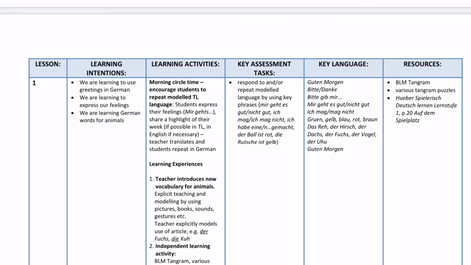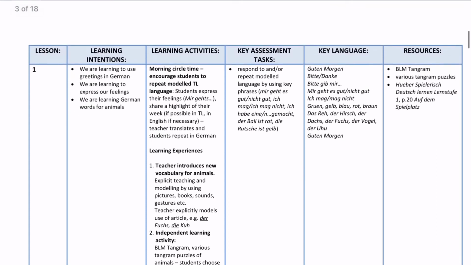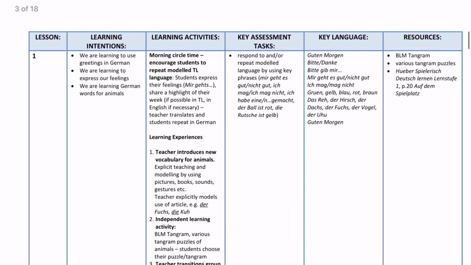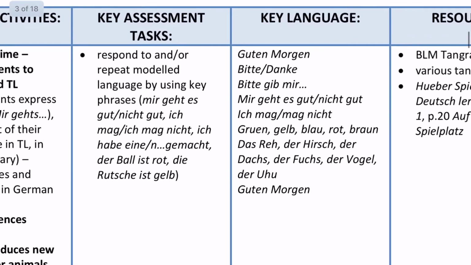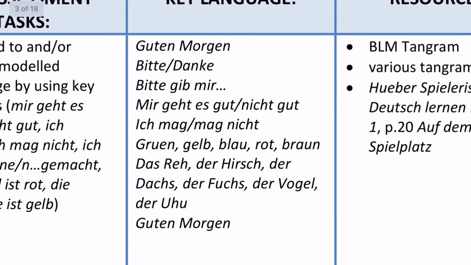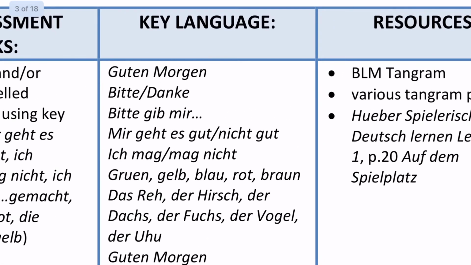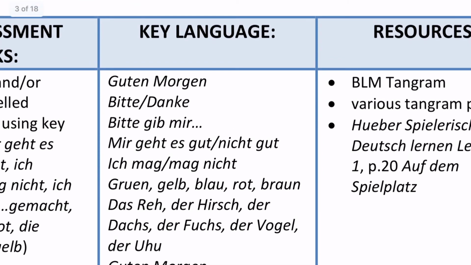Learning activities clearly show how the activity is going to be run for the lesson. It states the routine you have planned for the day and the concepts students will engage with in each activity. You also have a column for key assessment tasks where you'll be able to describe how the assessment is going to be conducted. The key language column will have the new words and phrases for this lesson. The resources will have all the resources that you need for this lesson as well.